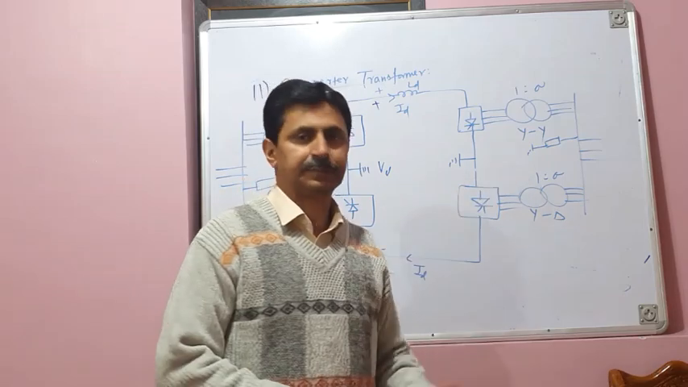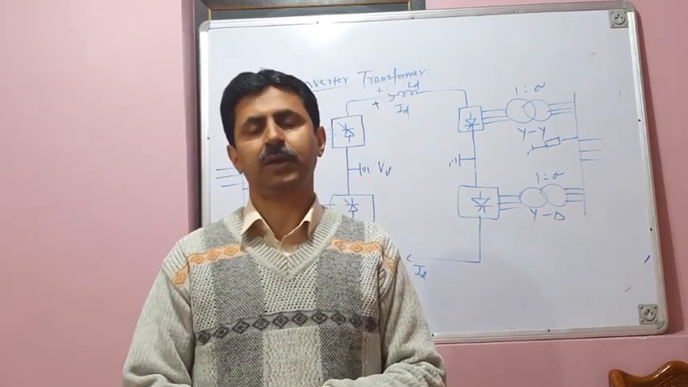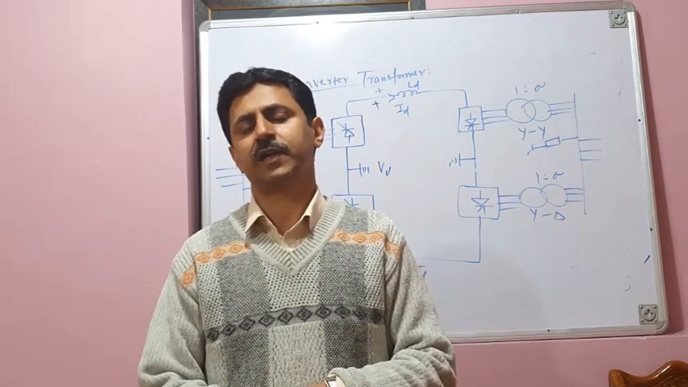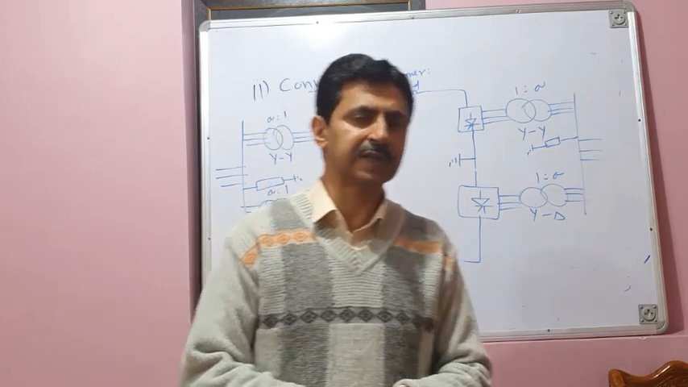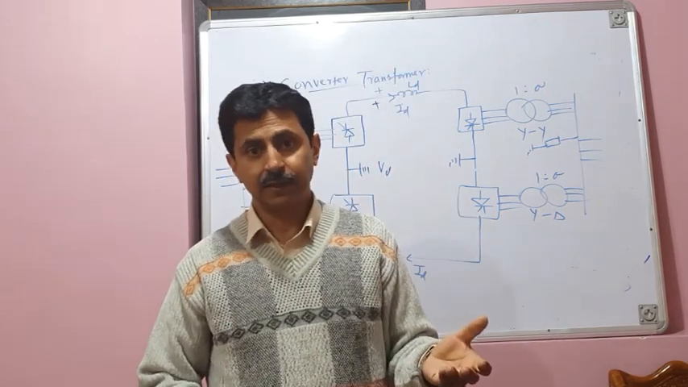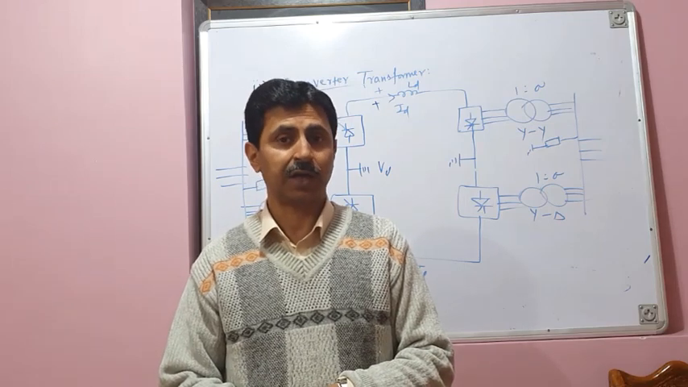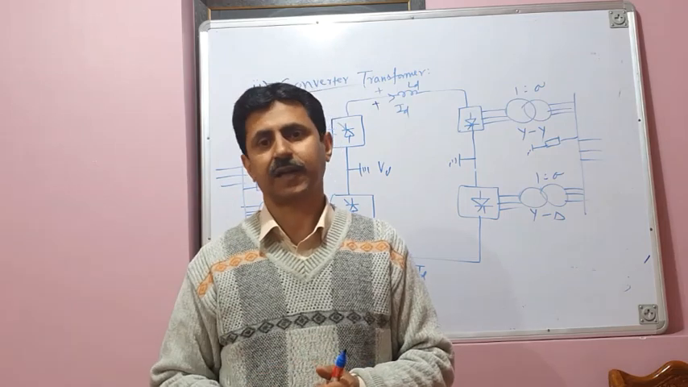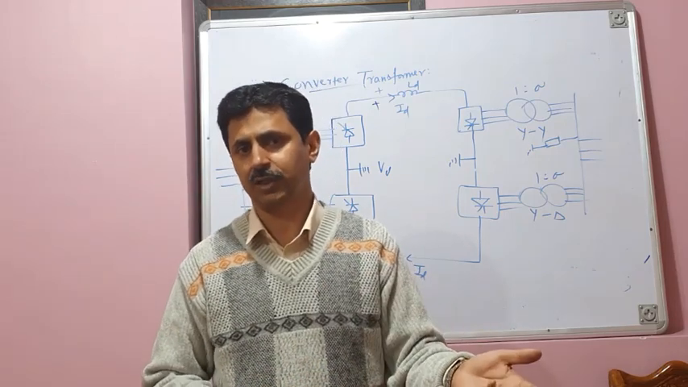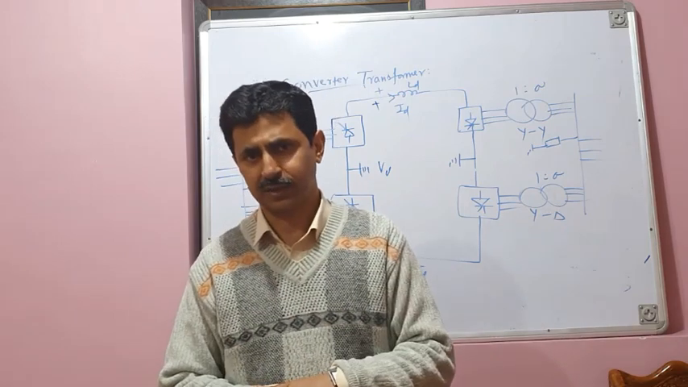Now this converter transformer is a special transformer, unlike the conventional power transformers that we use in power systems, because it has to carry huge harmonic currents. It has to handle harmonic currents. Whenever a thyristor converter operates, it distorts the current waveform. So harmonics are injected in the current, and those harmonic currents have to flow through the winding of the transformer.